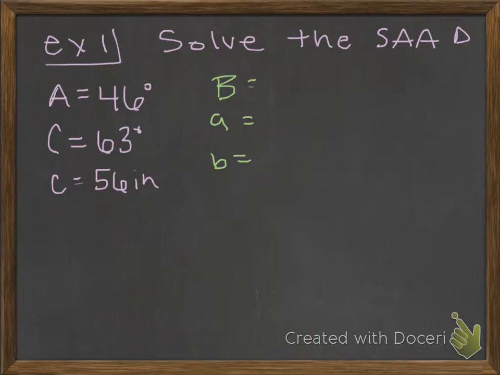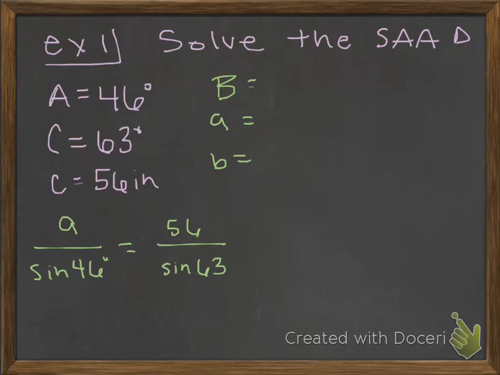So based on the information that's given, notice I have two C's and an A. So the part of that equation that we're going to use is the A part and the C part. So I don't know side A, so that's what we're solving for. But we know large A is 46 degrees, equal to 56 over sine of 63. Again, if you know two pieces of information, you always need to know a side and a matching angle to use this proportion. And to solve for A, we're going to cross multiply.